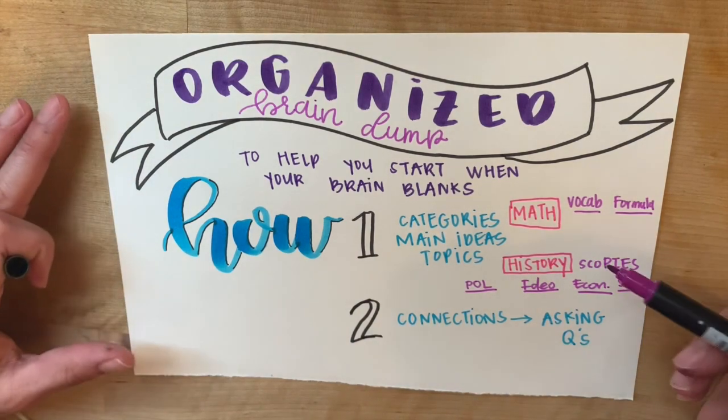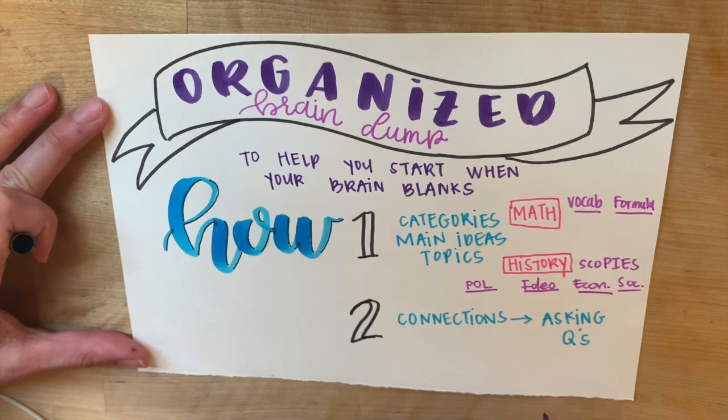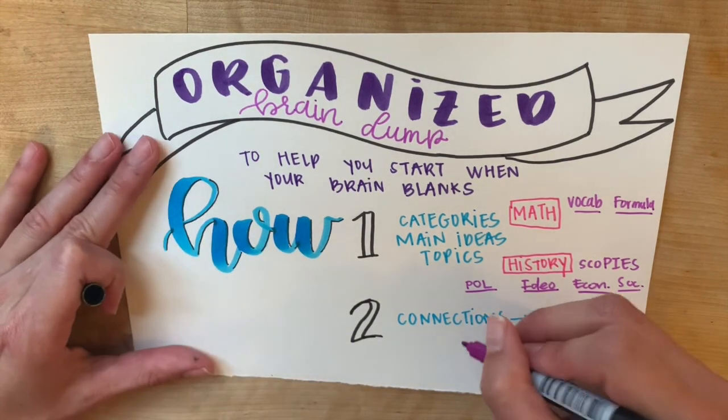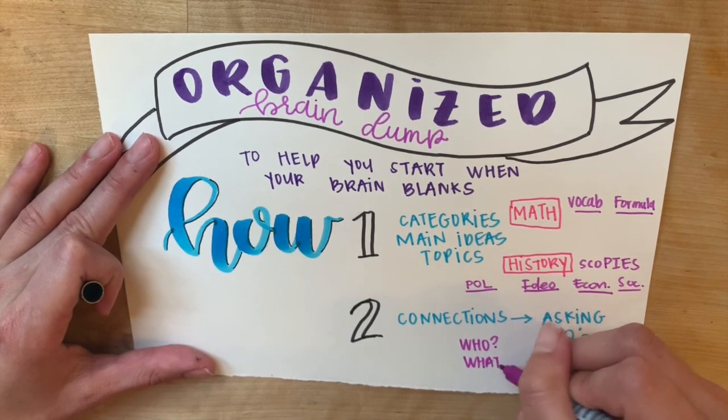So once you have these major categories, then what you want to do is the second step. You want to build connections by asking questions. And these are just simple questions like who, what, or how.